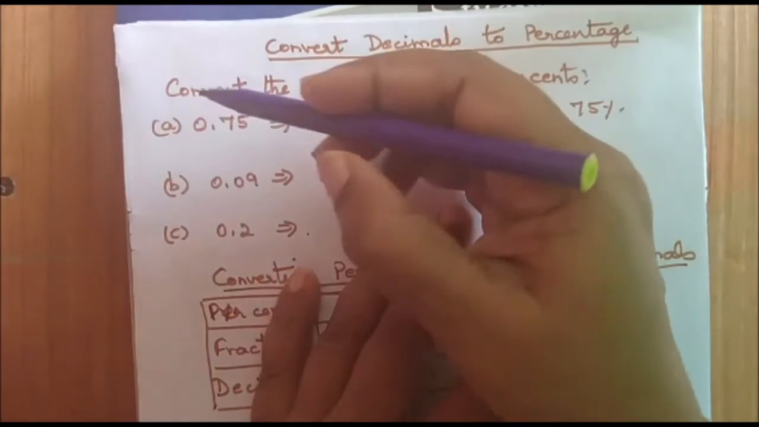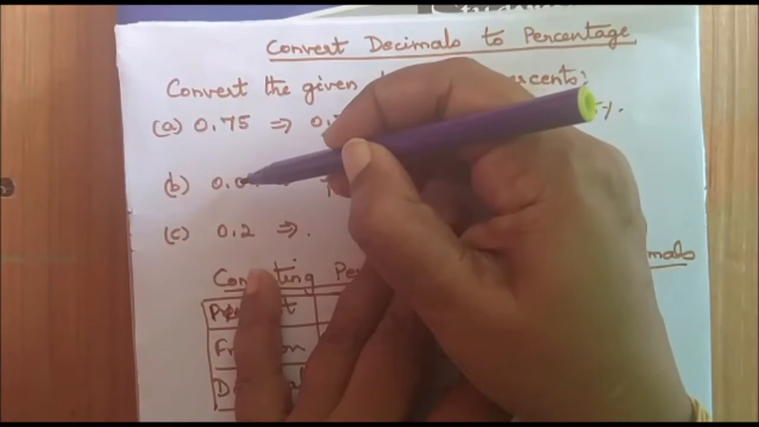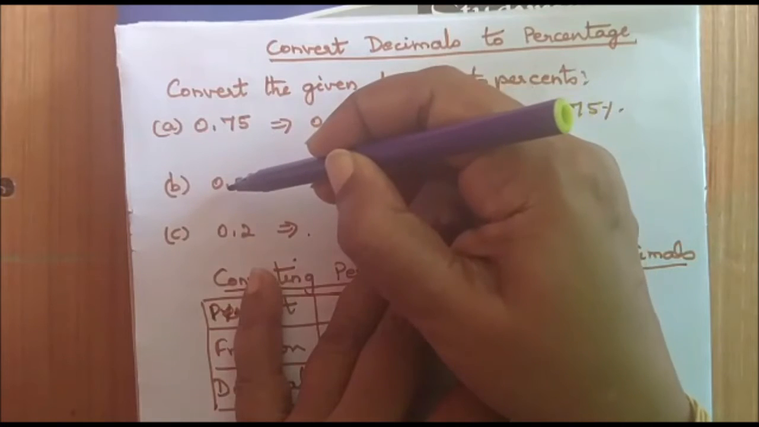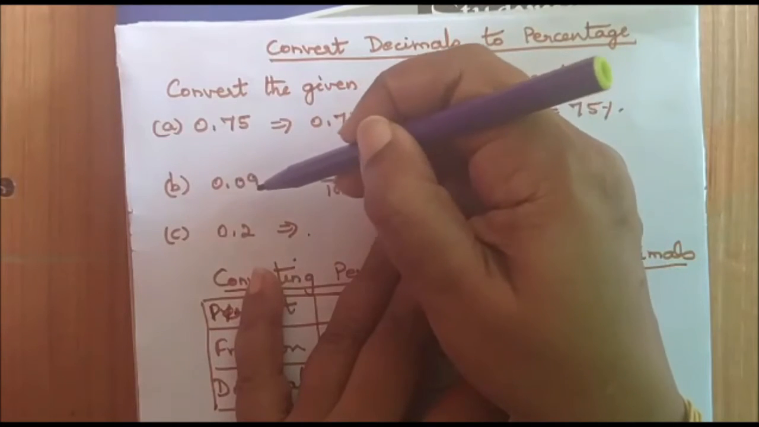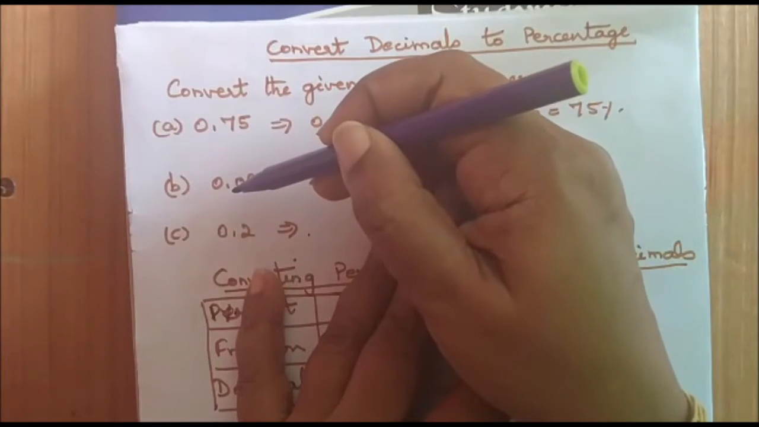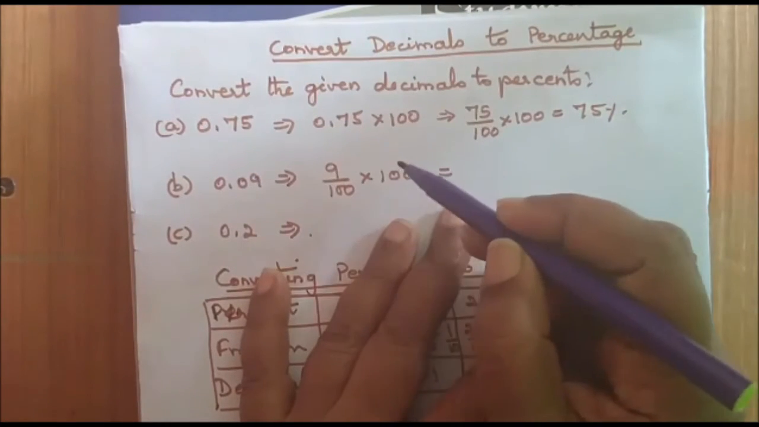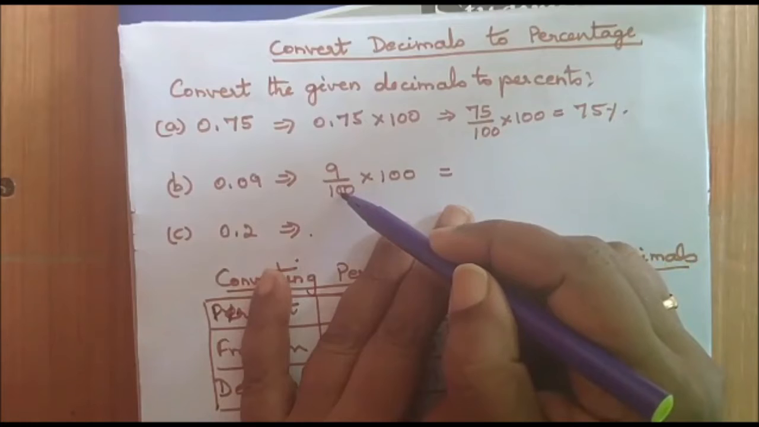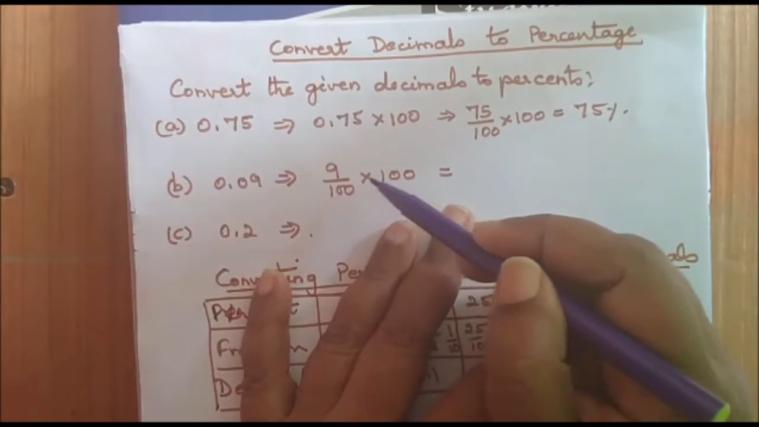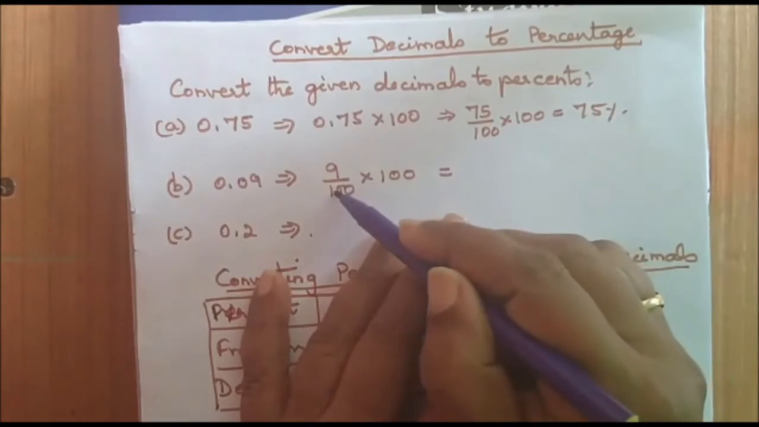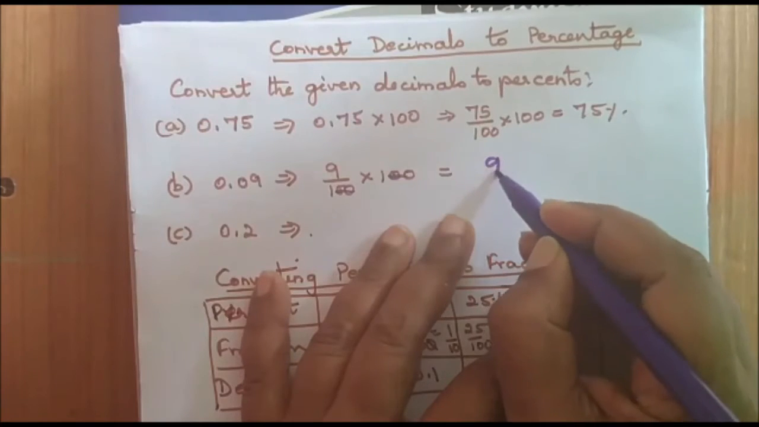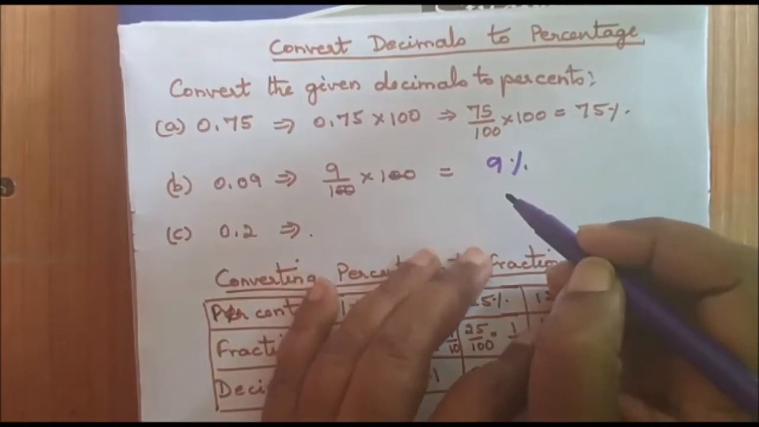Similarly, 0.09. There are two places after the point. So, how to remove this decimal point? I should divide by 100. So 9 by 100 is the number. To get the percentage, I multiply it by 100. Therefore, 9% is the percentage.